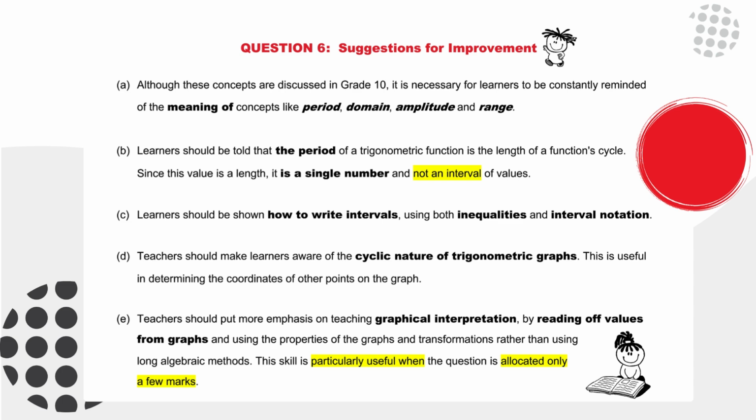D. Teachers should make learners aware of the cyclic nature of trigonometric graphs. This is useful in determining the coordinates of other points on the graph. And E, teachers should put more emphasis on teaching graphical interpretation by reading off values from graphs and using the properties of the graphs and transformations rather than using long algebraic methods. This skill is particularly useful when the question is allocated only a few marks.